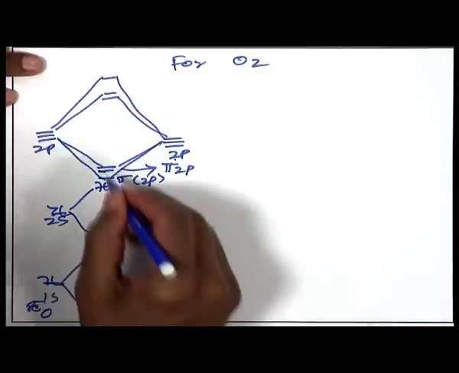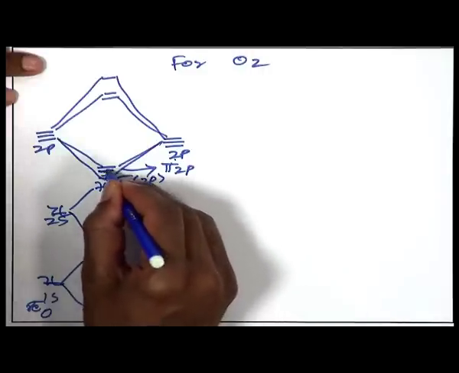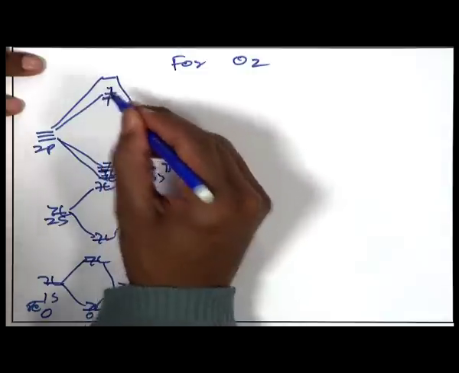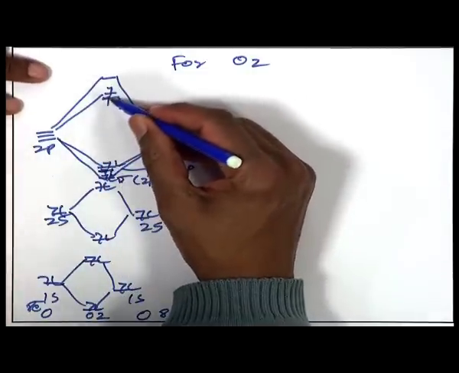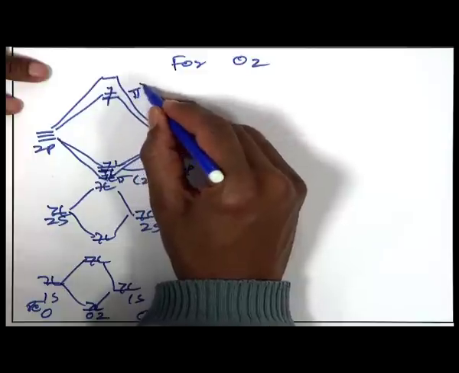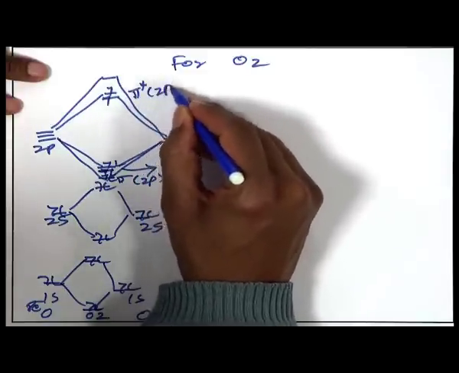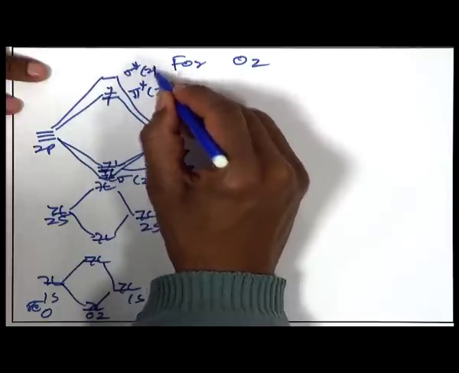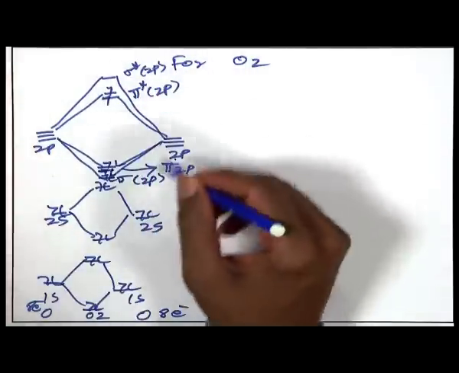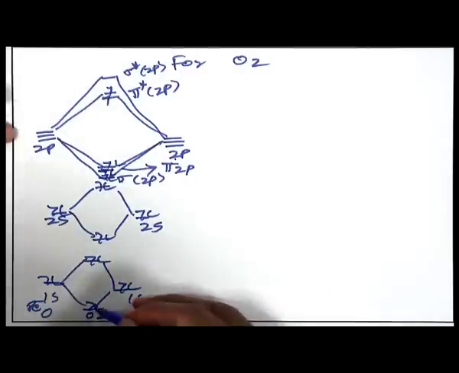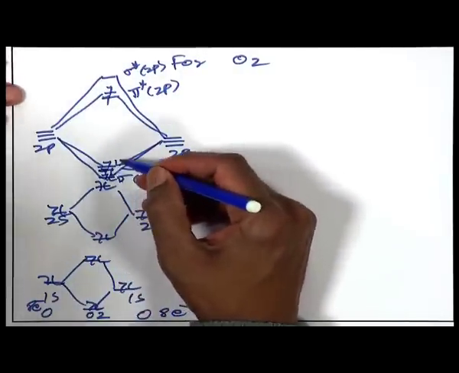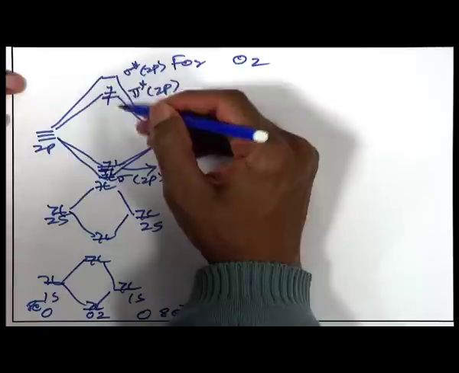So, 16 electrons are there, so you have to fill up here and here and here and here, and then 2 more electrons will go to here. Now these 2 energy levels, this is the pi star orbital formed by the 2p orbital, this is the sigma star orbital formed by the 2p orbital. So, the number of electrons is 2, 4, 6, 8, 10, 12, 14, 16 electrons.